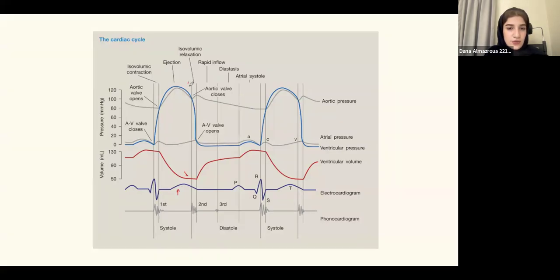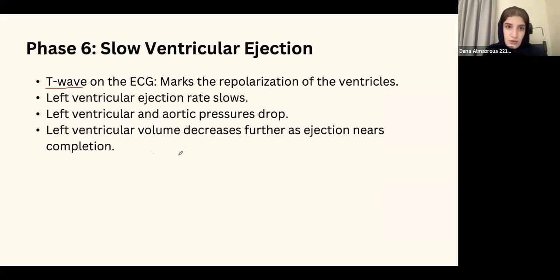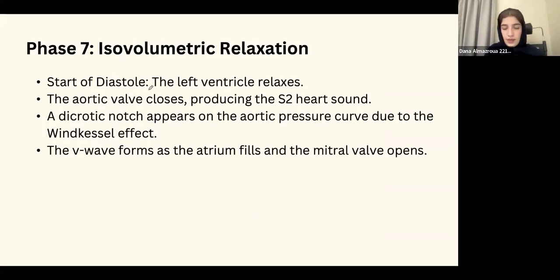The aortic and the left ventricular pressure also begin to fall because it was very high in the beginning, because they had a lot of blood and the ventricles were ejecting the blood intensely, and then it begins to slow down because it has no more blood and because the T wave begins to happen. So that's the slow ventricular ejection.